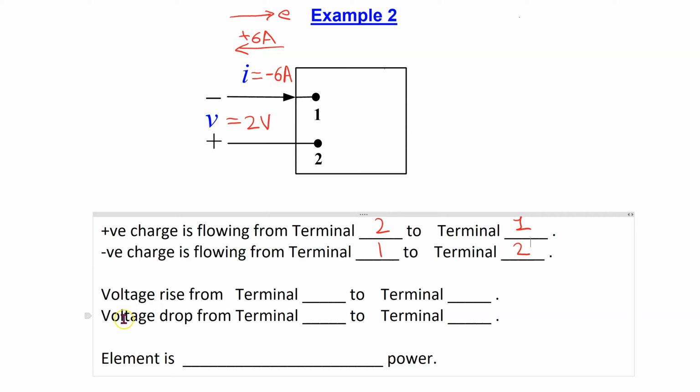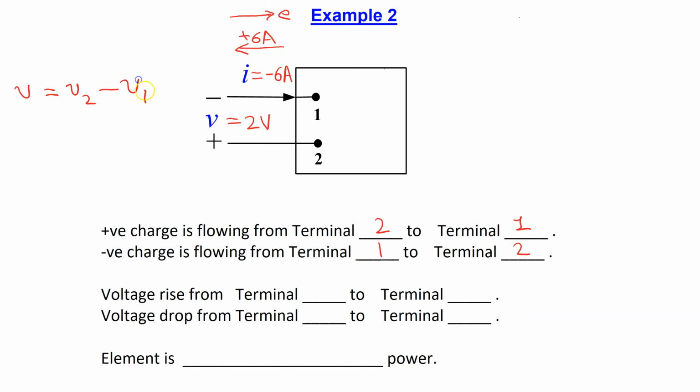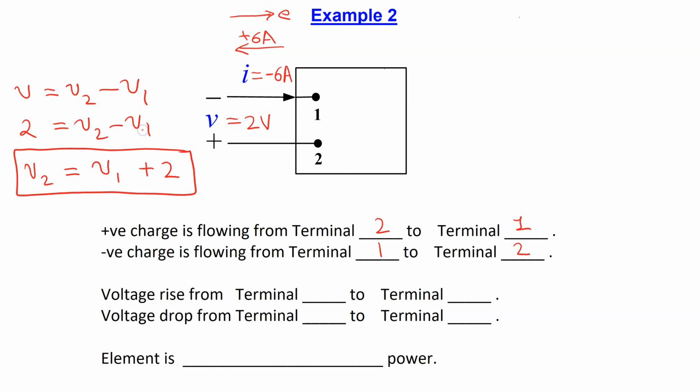Next, let's look at the voltage. The voltage V is defined as voltage at the positive terminal with respect to the voltage at the negative terminal. Therefore, in this case, V is V2 minus V1. This has a value 2 volt. So 2 is equal to V2 minus V1. And we can rearrange this to show that V2 is V1 plus 2.